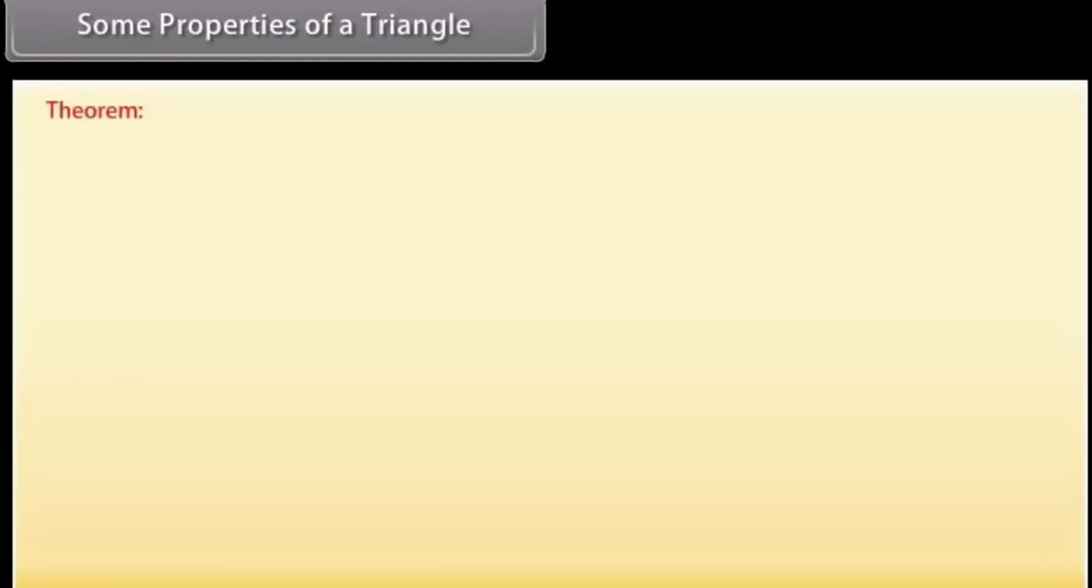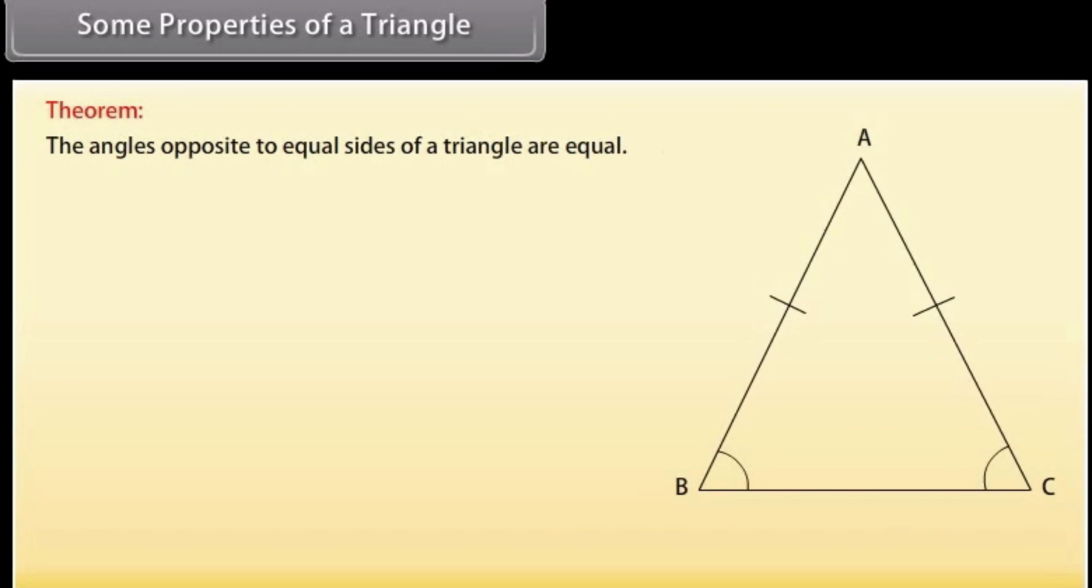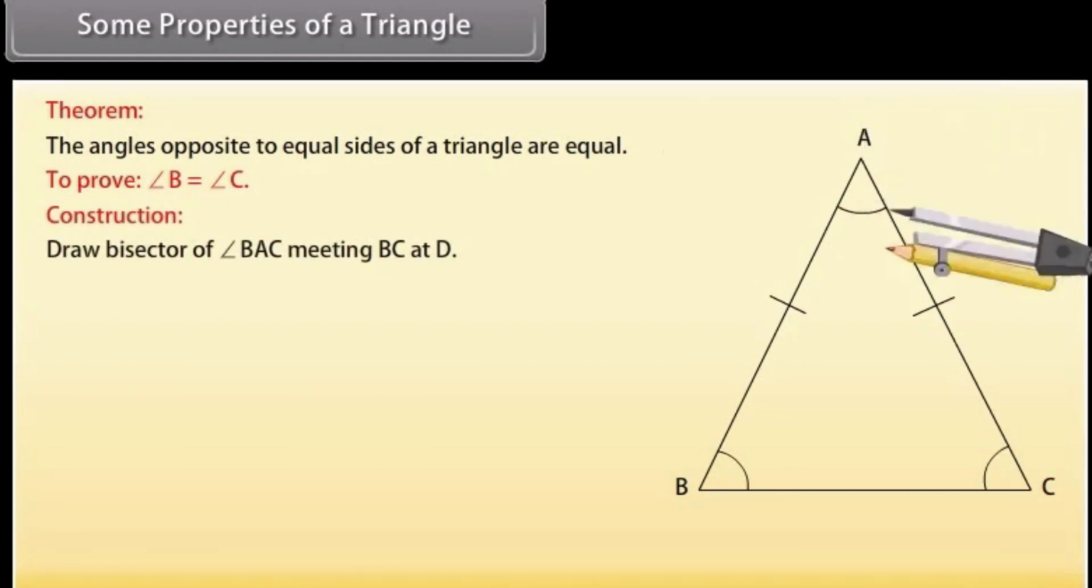Some properties of a triangle. Theorem. The angles opposite to equal sides of a triangle are equal. Let's prove it. Given is a triangle ABC in which AB is equal to AC. We have to prove that angle B is equal to angle C. Construction. Draw the bisector of angle BAC meeting BC at D.